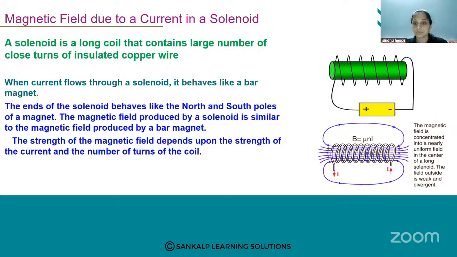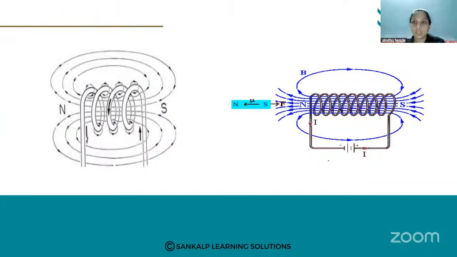See here, outside the magnet the direction is always from north to south. Inside the magnet, it is always from south to north. Where did we study this? We studied it in bar magnets, right? This concept is also completed.